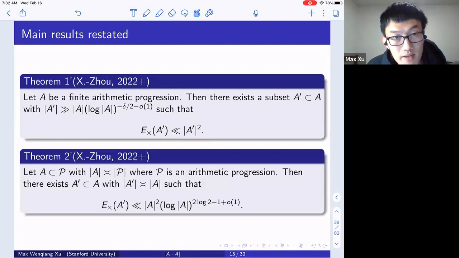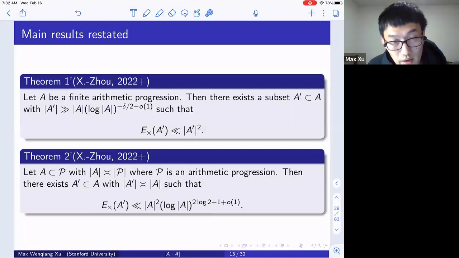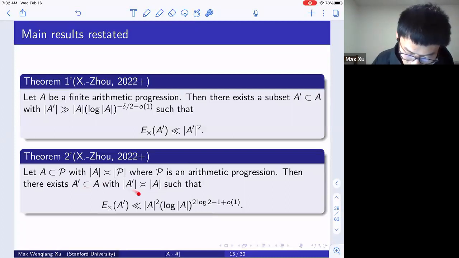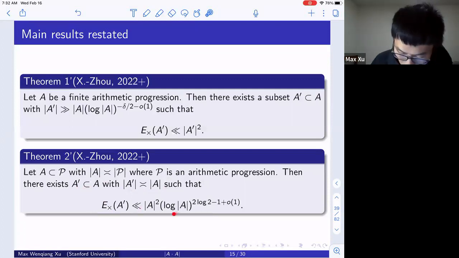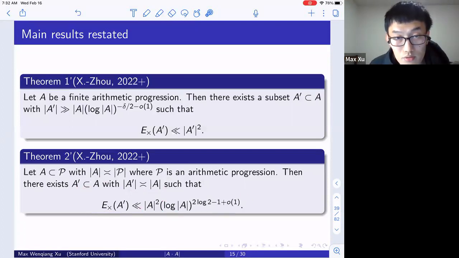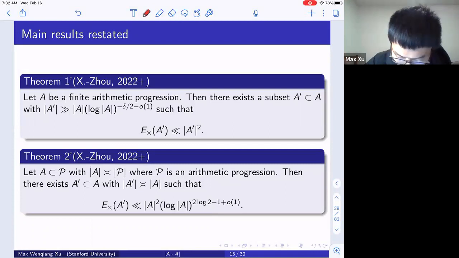The second theorem can be restated in the following way. For any subset of an arithmetic progression with at least constant density, we can find a subset A prime of A, such that A prime is also comparable to A in size, and the multiplicative energy of A prime is not much larger than A squared, but only larger by a log A to the 2 log 2 minus 1 power. Yeah, so then again by Cauchy-Schwarz, this gives you the original Theorem 2.